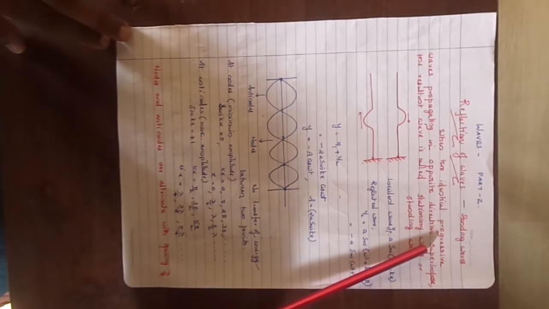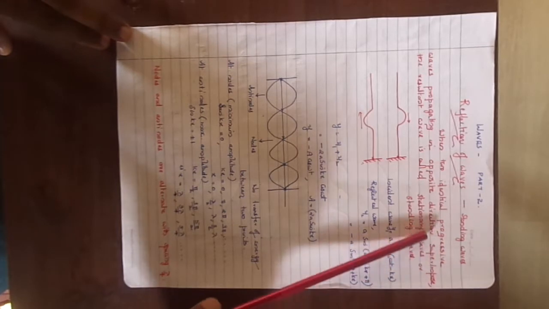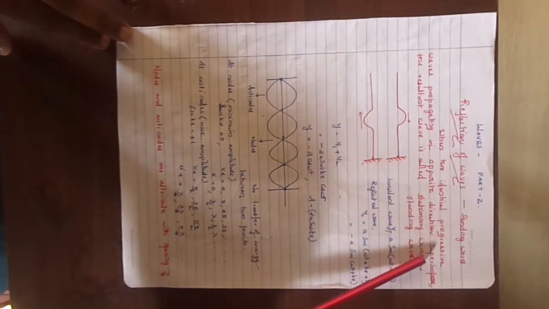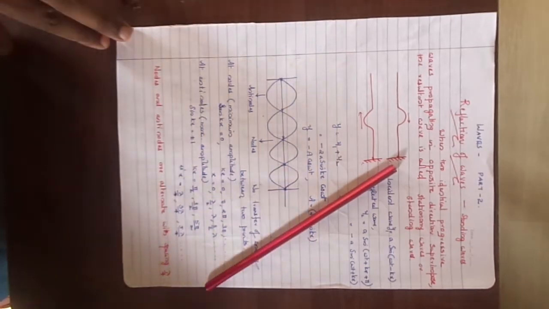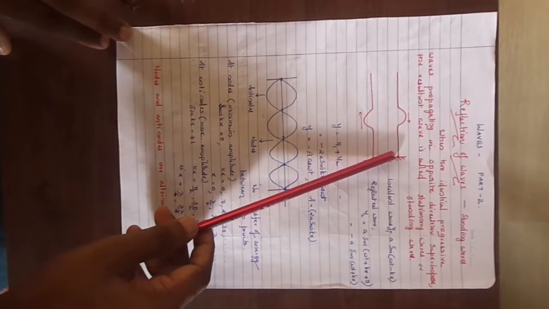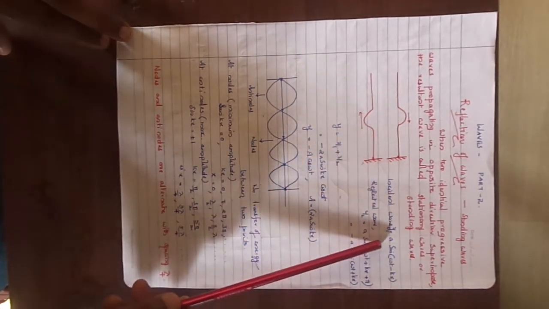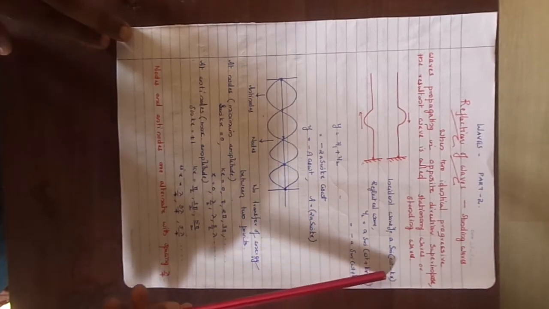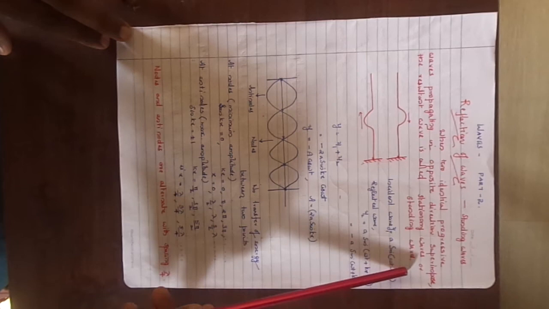regarding the superposition principle. When two identical progressive waves propagating in opposite directions superimpose, the resultant wave is called a stationary wave or standing wave. Look, if the incident wave is represented as y = a sin(ωt − kx), the minus kx means it is propagating along the positive x-axis.